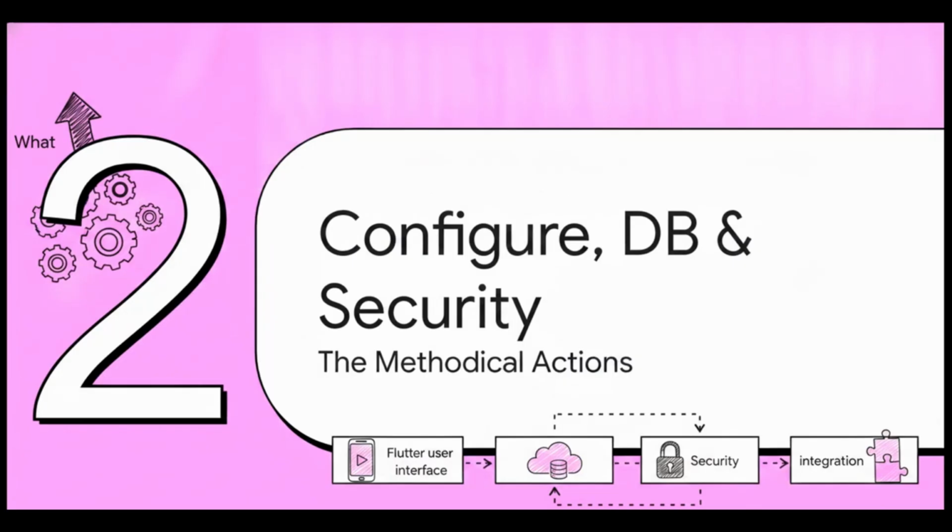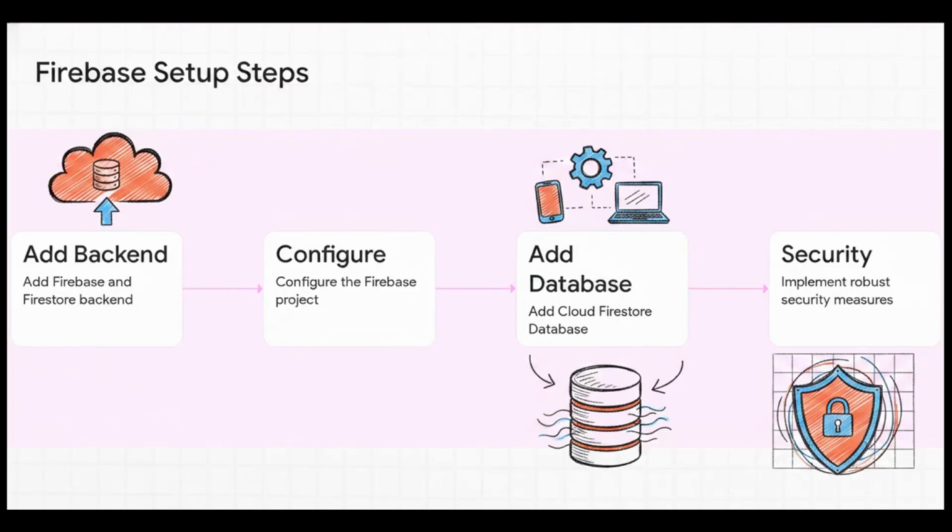Moving right along, let's hit Section 2, Configuration, Database, and Security. According to our source, mastering this entire setup means you have to follow a really clear sequential flow across 4 main areas. Step 1, you're adding the Firebase and Firestore backend to your environment. Step 2 is configuring that Firebase project so it actually communicates properly with your app. Step 3, which is kind of the fun part, is actually adding the Cloud Firestore database to store and sync your data. And then Step 4, which, let's be real, you can absolutely never treat as an afterthought, is implementing security. Following these 4 steps in exact order, that is the secret sauce to a perfectly architected setup.